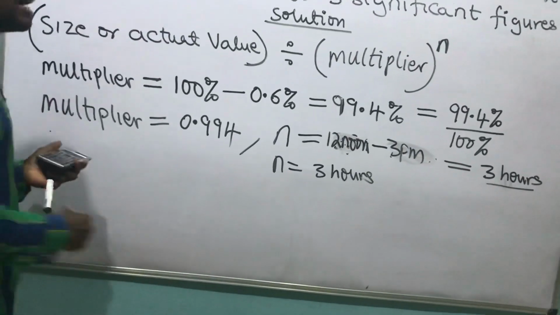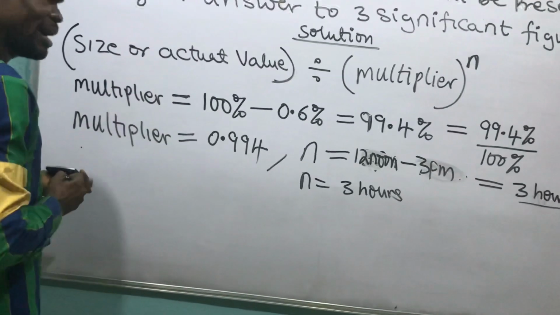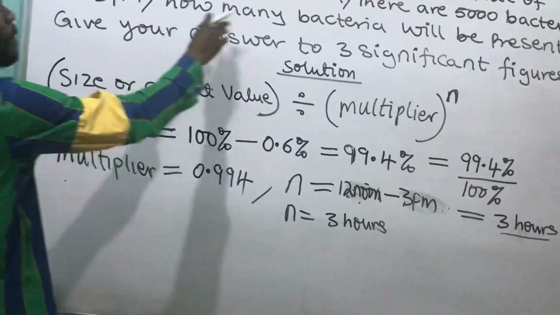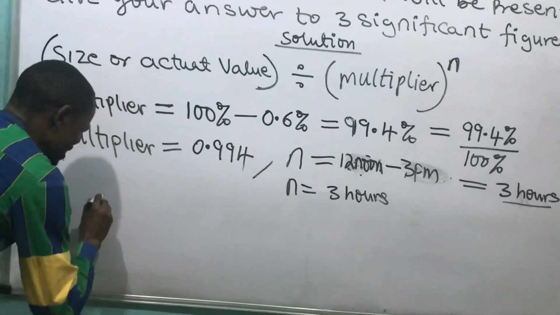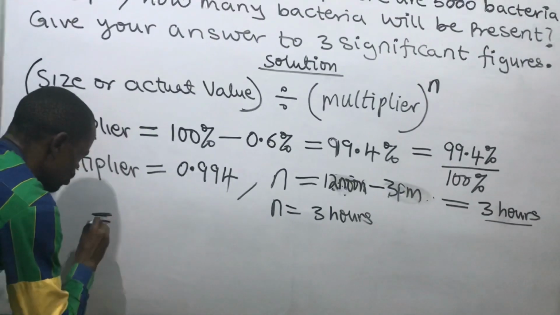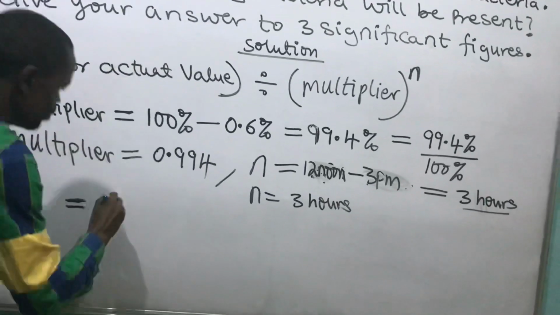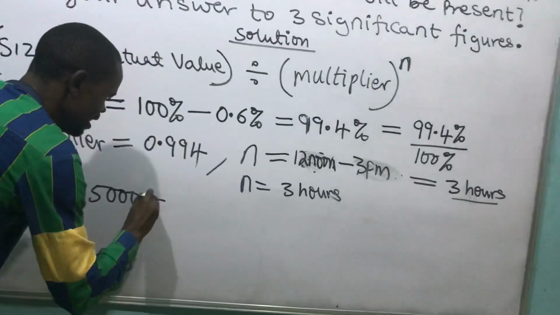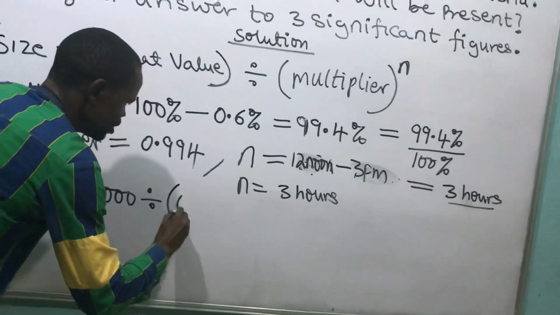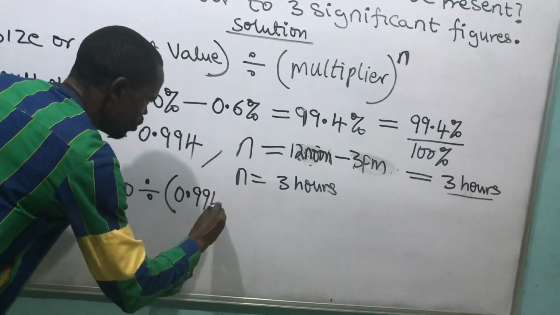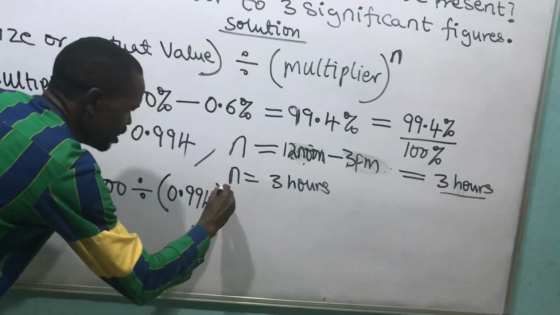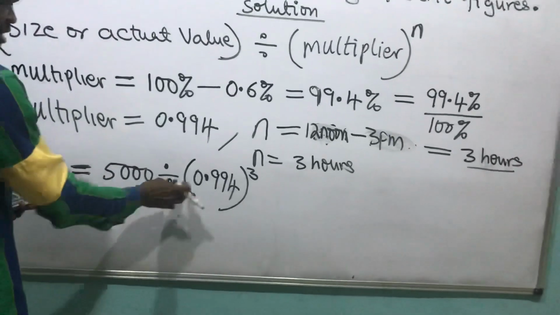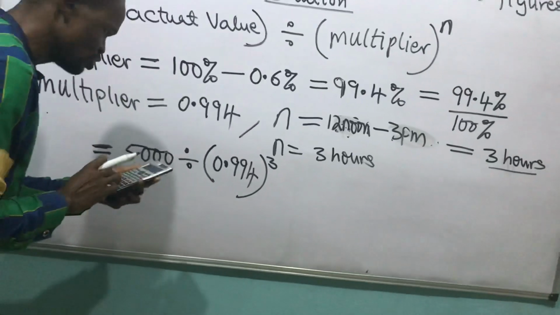Then, applying the formula I have already stated, what they ask me is how many bacteria. The number of bacteria that will be there will be equal to the actual value, which is 5,000 bacteria found before the change, divided by the multiplier, which is 0.994 raised to power 3. Then I'm going to use my calculator: 5,000 divided by the multiplier raised to power 3.